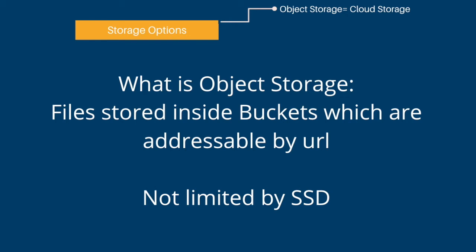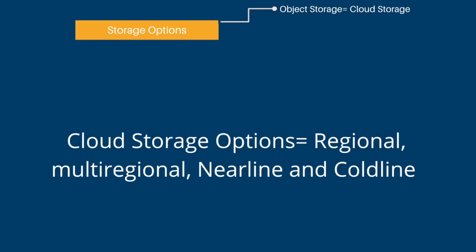First, we're going to have a look at storage option, object storage. Object storage is where you store files in buckets and then you address those files by URL. In Google Cloud, object storage is referred to as cloud storage. Cloud storage is not limited by SSDs, so you can store as much as you're going to pay for. Cloud storage can also be split into types. You have regional, multi-regional, nearline, and coldline. We'll expand on these when we get to cloud storage options and how to choose the best one.